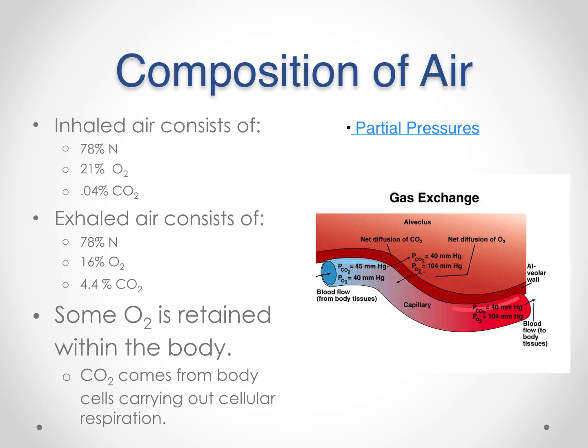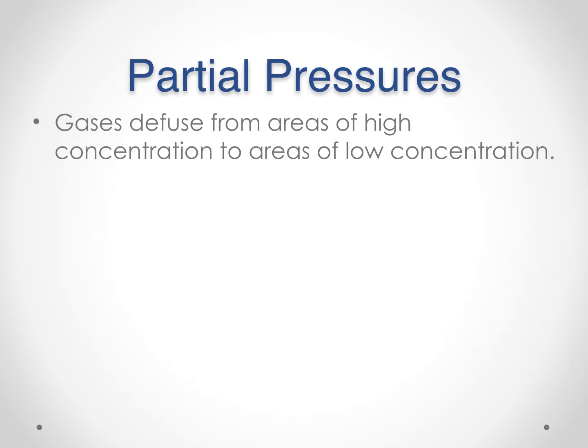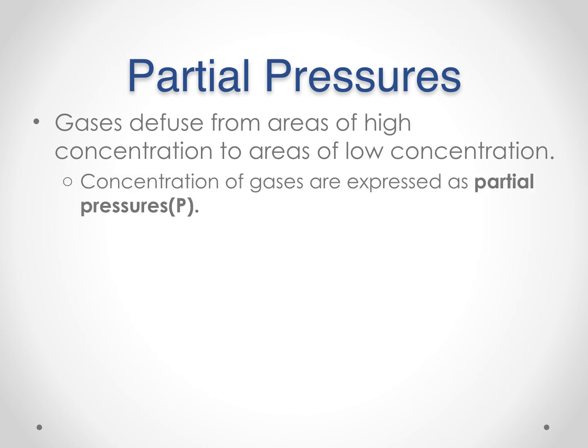As we move on, we see all of these pressures of the composition of air, so we have to look at partial pressures, as you can see in that diagram with a whole bunch of numbers all over the place. Those numbers are simply meant to show us the direction of movement for diffusion. So, partial pressures: again, gases are going to diffuse from high to low areas of concentration. Concentration of gases is expressed as partial pressures, or a capital P, meaning it's the pressure the gas exerts in a mixture.